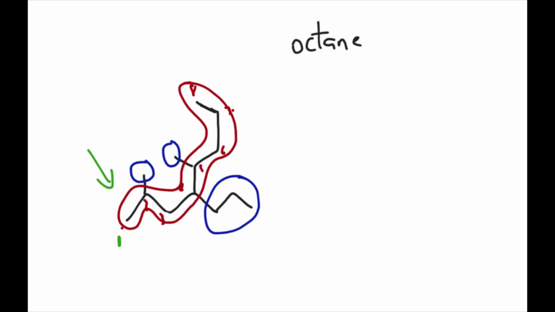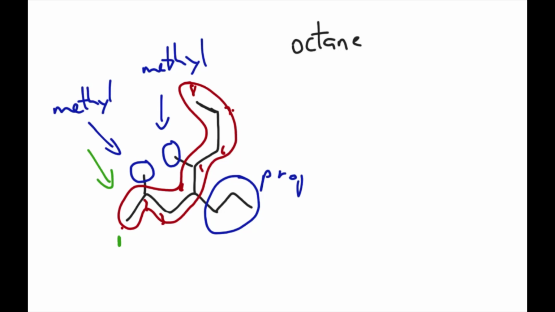So I know I have a methyl group here. I have a methyl group here, and I have a propyl group here. From the numbering, I know that the methyl in this case is in the 2 position. I have a methyl in the 1, 2, 3, 4, 5 position here, and the propyl is in the 1, 2, 3, 4 position. So I have a 4 propyl.